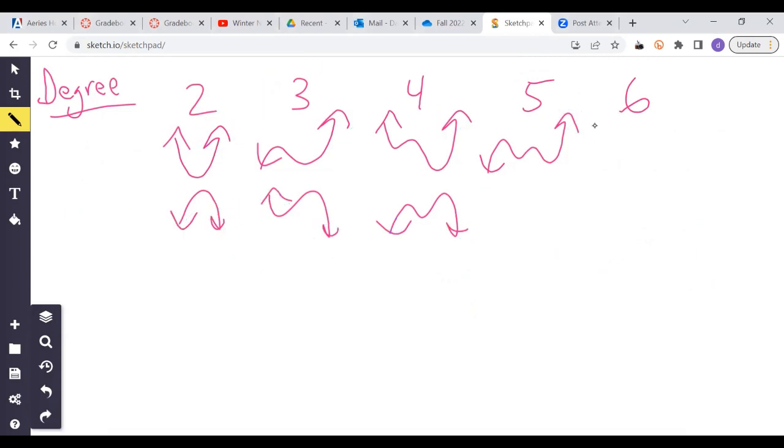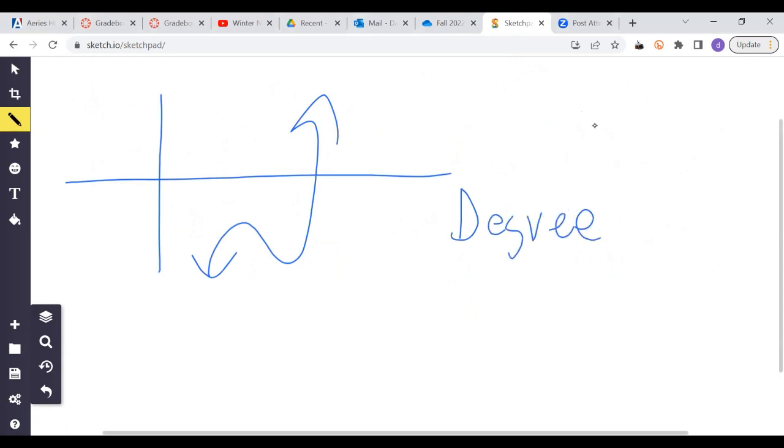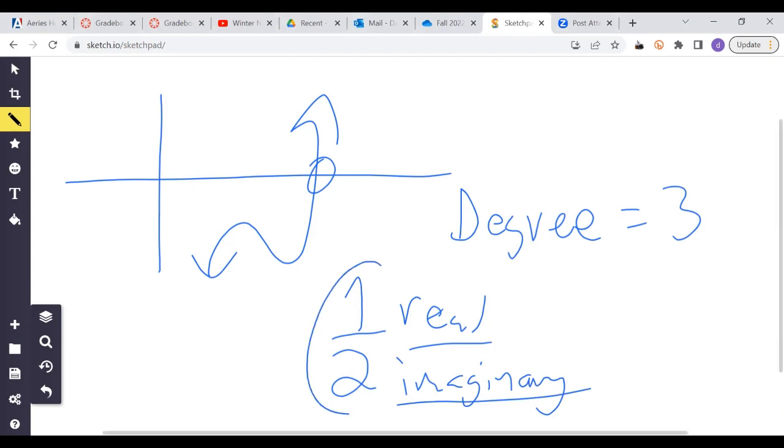Let's see, what about the idea of real? For example, let's say I go here. Can we agree that this picture is a function that has a degree of 3? However, I only have one real root. A real root is like an x-intercept, basically. When it crosses the x-axis, that's called a real root. So if I have one real root and my degree is 3, that implies that I have two roots that are not real. And if they're not real, we call them imaginary. So real plus imaginary has to equal the degree.